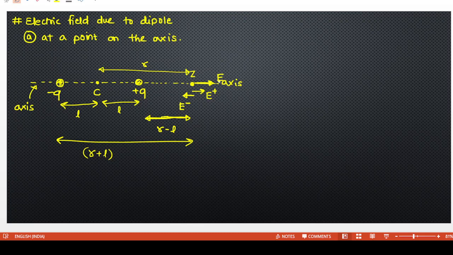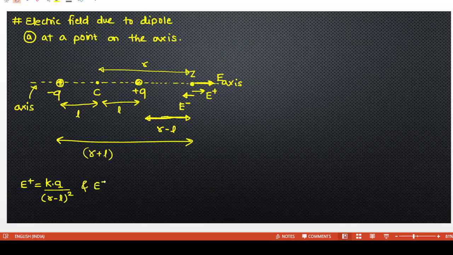Now we have to find the electric field at a point on the axis of the dipole. For that we need this E plus and E minus. Now you tell me, what is the value of E plus? The electric field produced by the positive charge. This is a point charge, so use the formula of a point charge. It is kq by r square. K is k, q is q. What is r here? R minus L. Write down. E plus is kq by (r minus L) whole square.